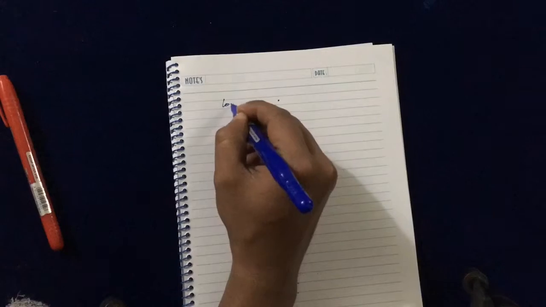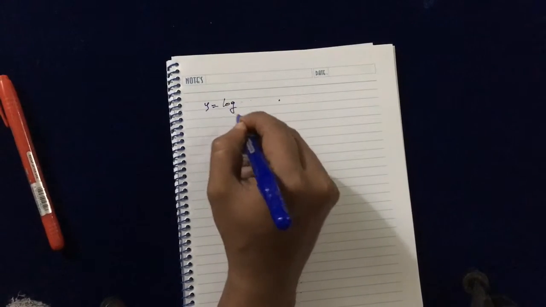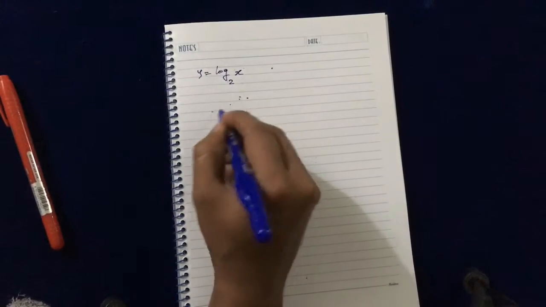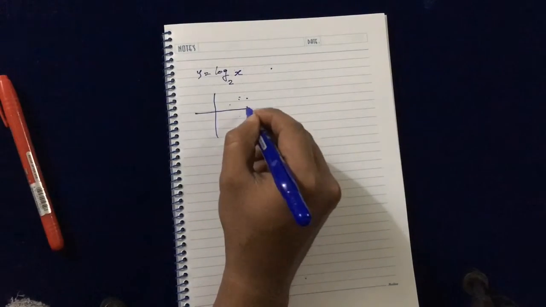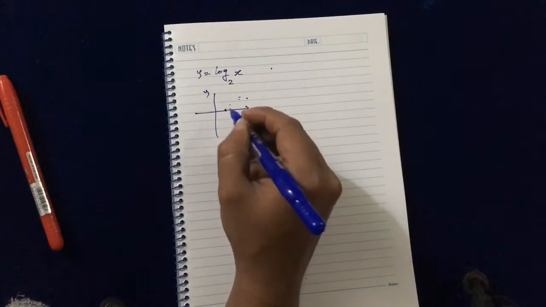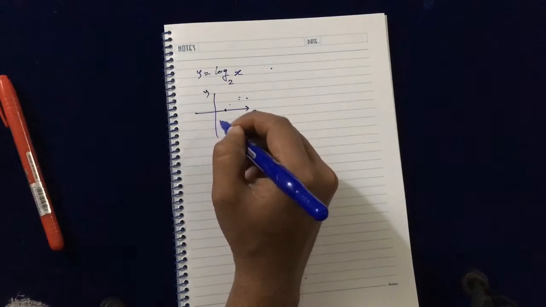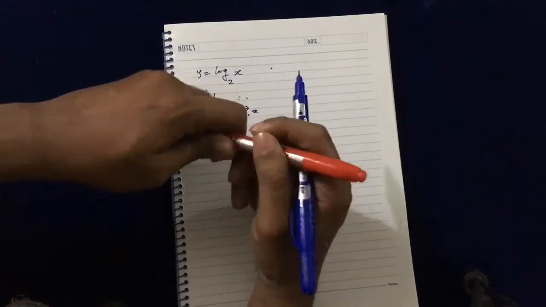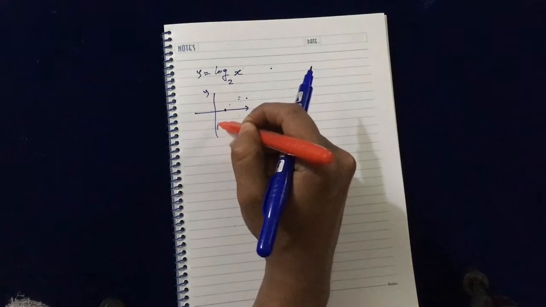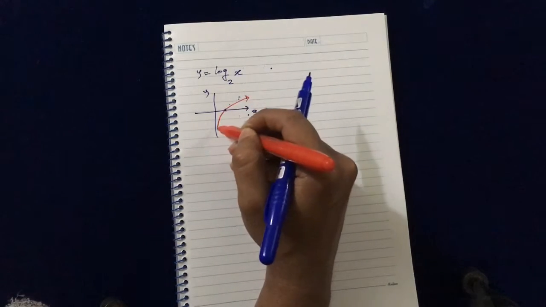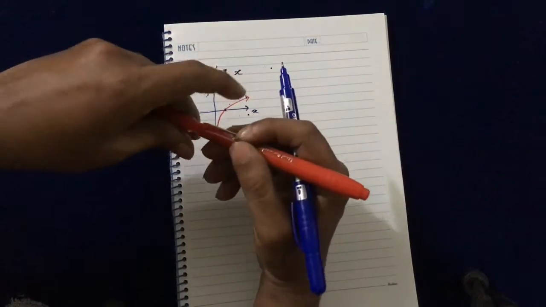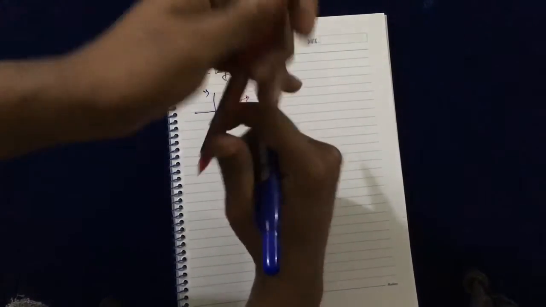So let's try to draw, say, y equals log base 2 of x. What type of graph may we get for this one? If this is our x-axis, this is our y-axis, and this is our point (1, 0), then this graph should go like this. This is our asymptote.